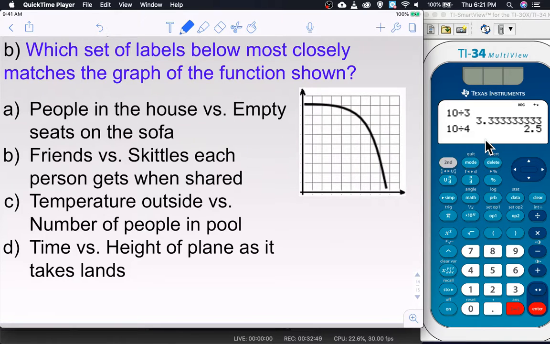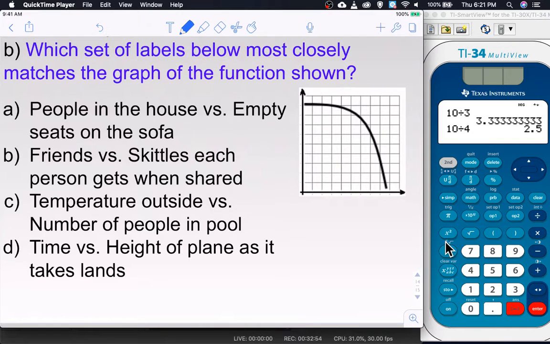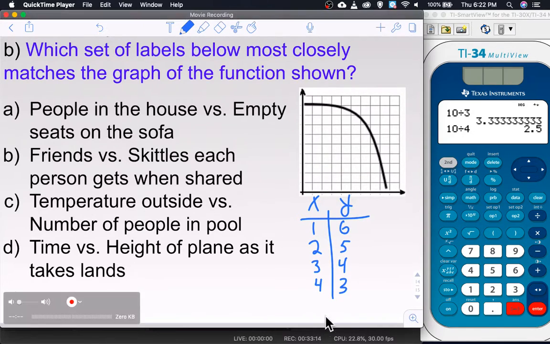All right, so let's see. People in the house versus empty seats on the sofa. Well, if I was making a table for that, I would think if you have one person in the house, let's say you have a big sofa and there's like 6 empty seats. If you have 2 people in the house, you'd have 5 empty seats. If you had 3 people in the house, you'd have 4 empty seats. Each person you add in the house just takes up 1 more seat. That would be a linear graph. It's increasing at a constant rate. Every time this goes up by 1, this goes down by 1.